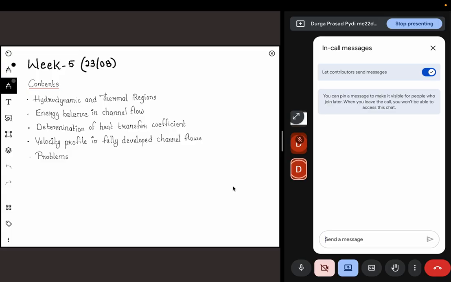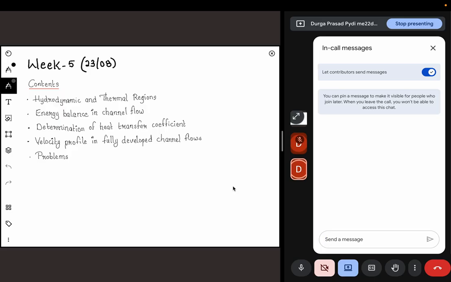This week we will be discussing the topics of hydrodynamic and thermal regions, and then something called fully developed flow. We will take the energy equation for a fully developed channel flow and come up with equations for the overall heat transfer and the heat transfer coefficient. We will not be solving the equations in this session, but we'll provide some important definitions that will be useful when we derive the solution in the next week.